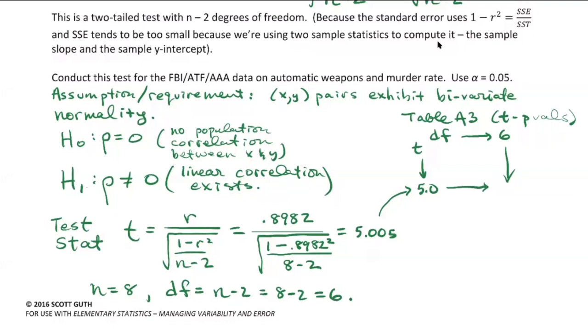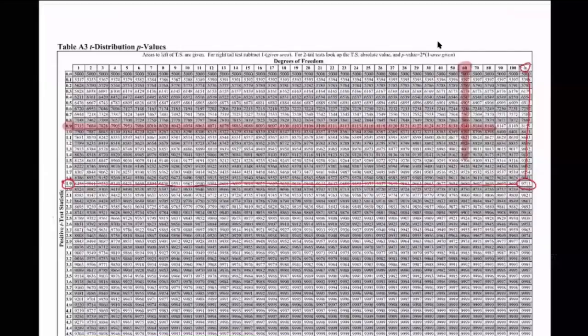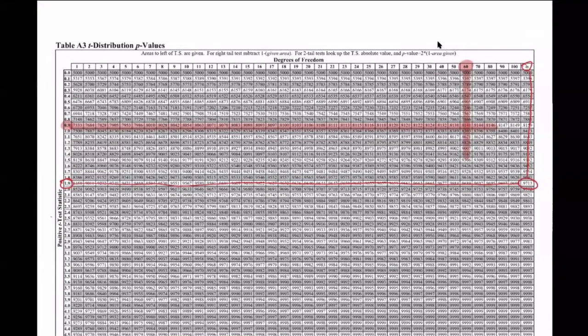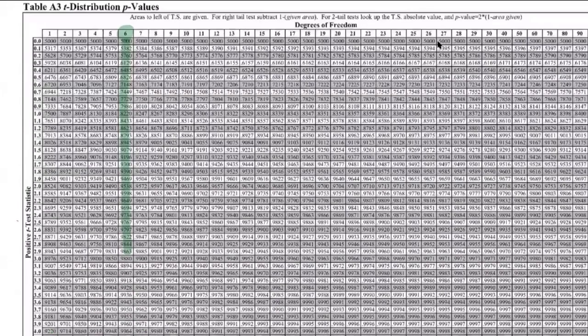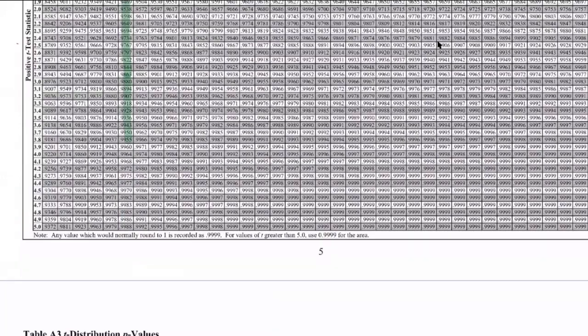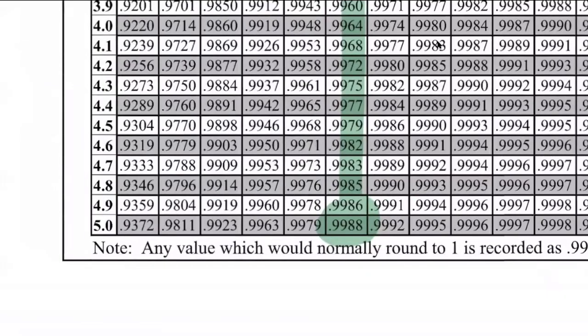Okay, I'm going to have to work a little harder. Bit of a mess. Okay. Now the 5.0 is way down there, but at 6 degrees of freedom, I got a 5.0 in the last table. How convenient. All right, point. That's actually surprising. So we'll use 0.9988.